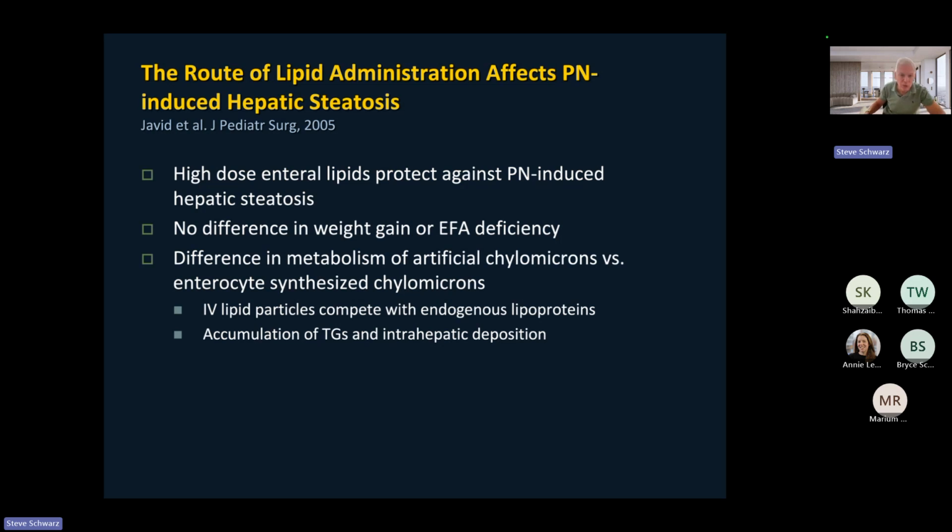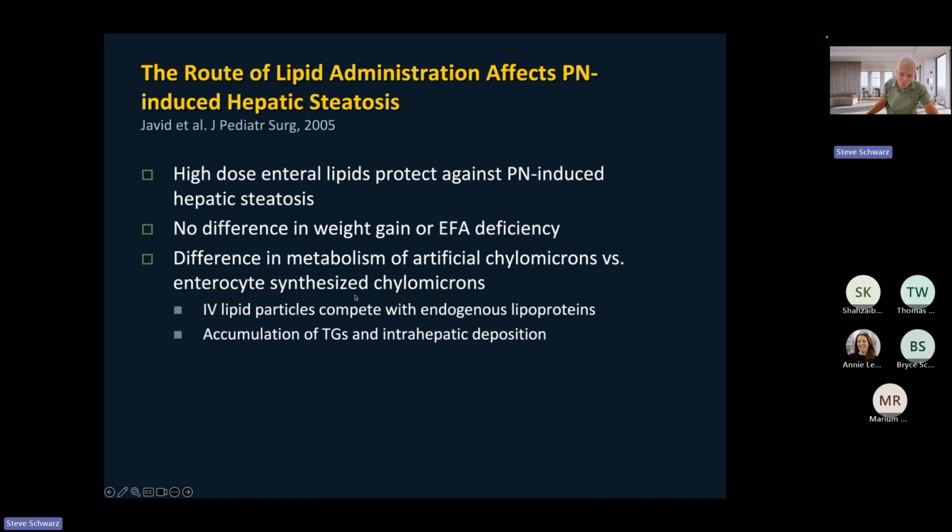So high-dose enterolipid protects against parenteral nutrition-induced steatosis. In this experimental model, there was no difference in weight gain or in the presence of EFA deficiency. This is likely related to a difference in metabolizing artificial chylomicrons, because Intralipid is in fact an artificial chylomicron in an emulsion versus enterocyte-synthesized chylomicrons.